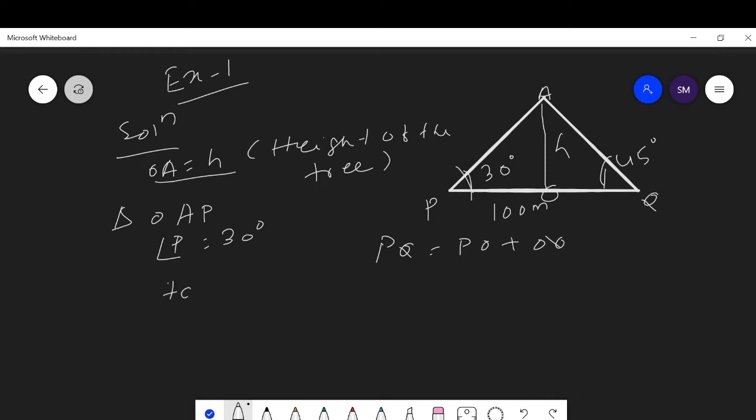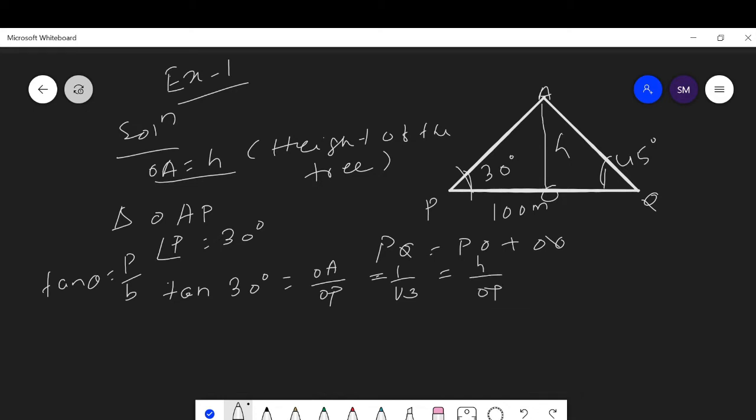Here tan 30 degrees. Let us take the tangent of angle P. Tan 30 degrees. As you know, tan theta is equal to perpendicular upon base. Here tan 30 degrees is equal to OA upon OP. As we know, tan 30 degrees is equal to 1 upon root 3. So 1 upon root 3 is equal to OA, which is h, upon OP.